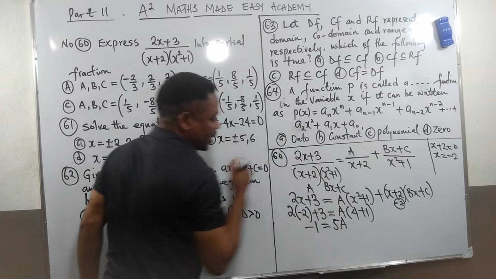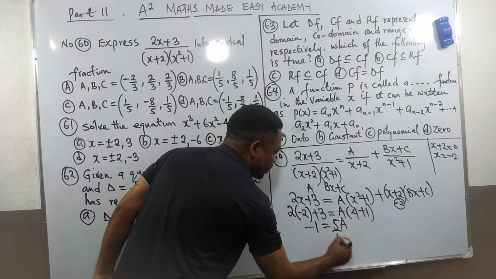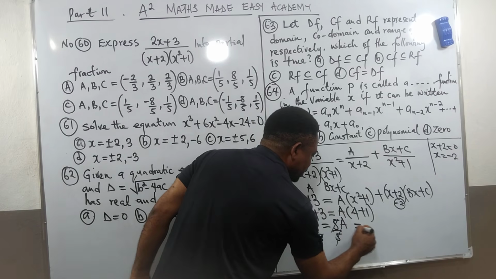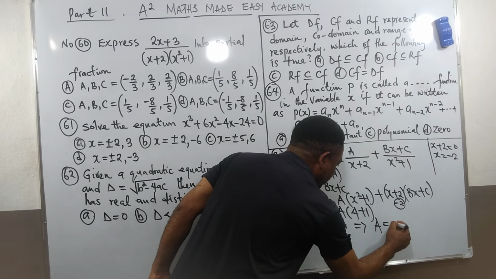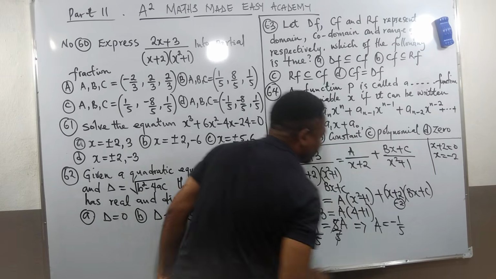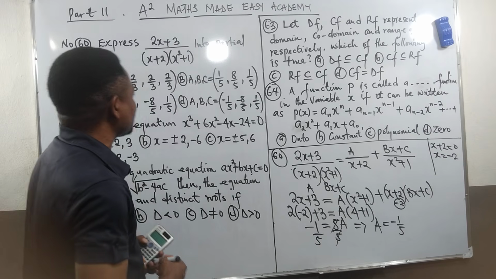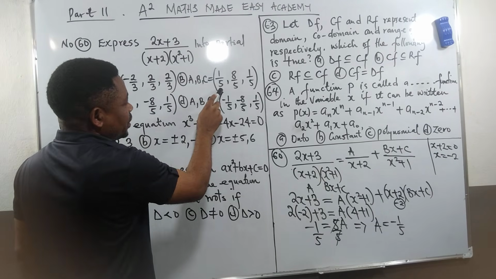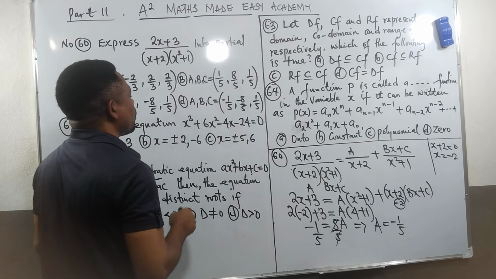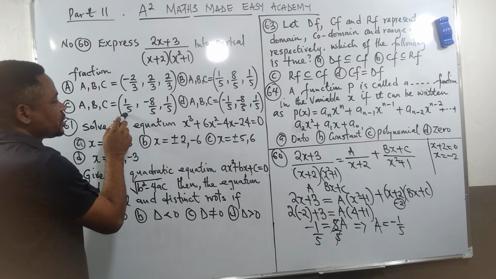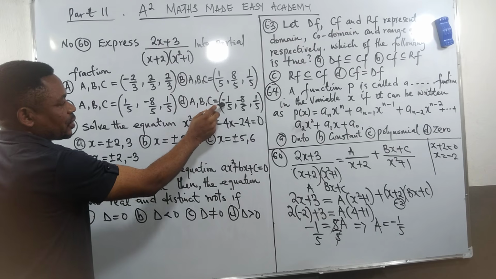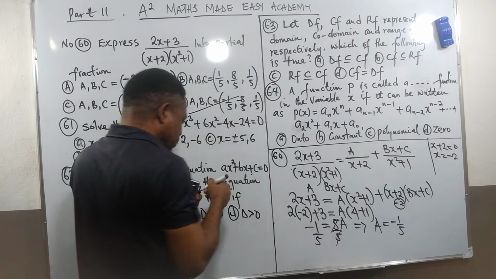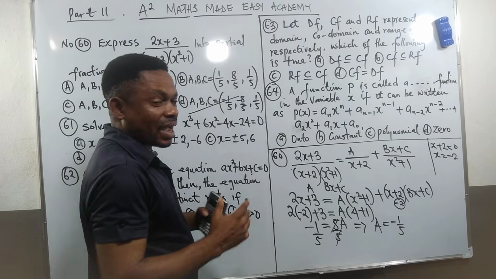I'll make A the subject of the formula. Divide by 5, divide by 5, 5 will cancel 5. Now this implies that the value of A is minus 1 over 5. I don't need to solve the others. Let's check the options first. It can't be this. We could have had this, but this one is 1 over 5. And it cannot be this. Oh my goodness, can you see that the correct answer in the options is option D? This is just how to solve objective questions with ease without word stress.